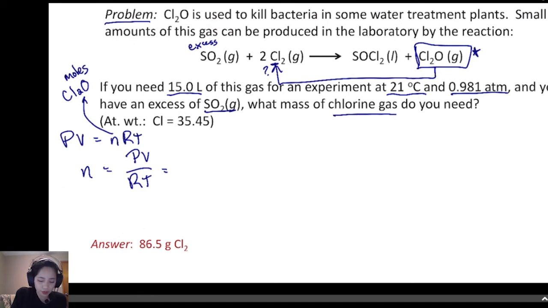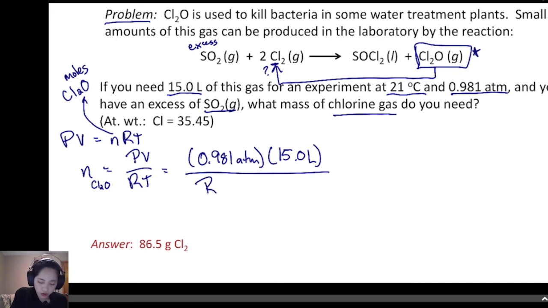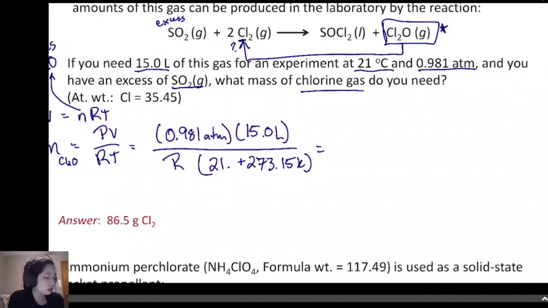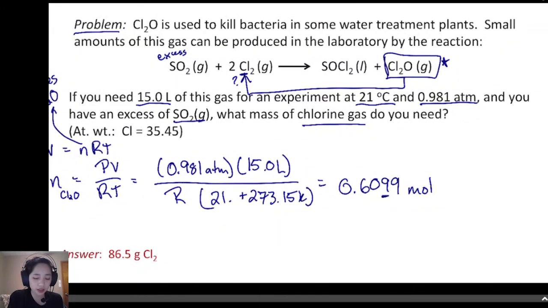Now I just stick in the values that it gives us. The number of moles of Cl2O will be equal to 0.981 atm times 15.0 liters over R, just leave that there, and T is 21 plus 273.15 Kelvin. So n is equal to 0.6099, I think it's 3 sig figs, moles of what? Well, we want to make 15 liters of the Cl2O gas, so it's moles of Cl2O. The question asks for the mass of chlorine gas.